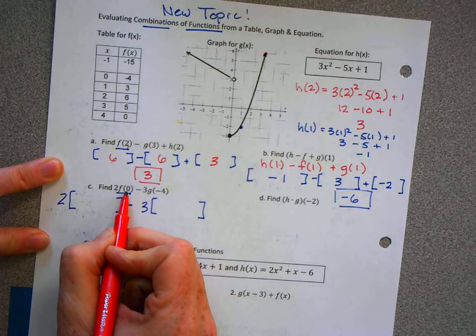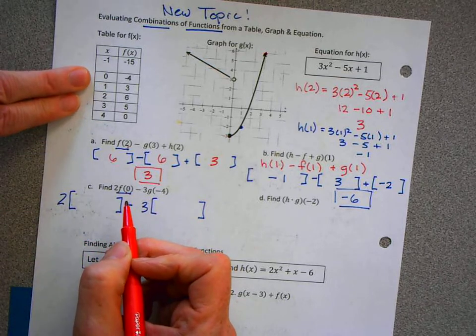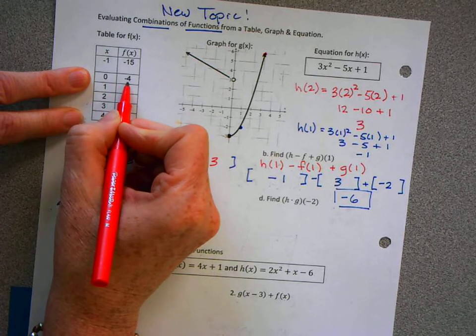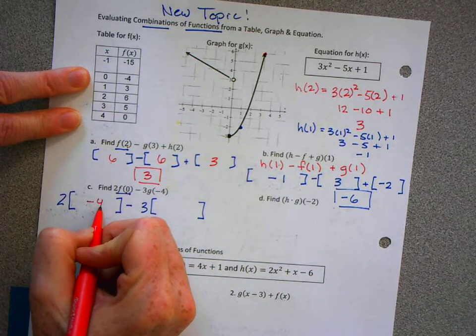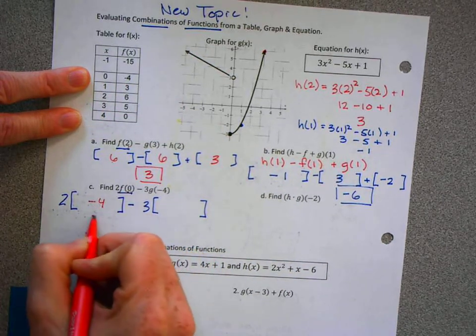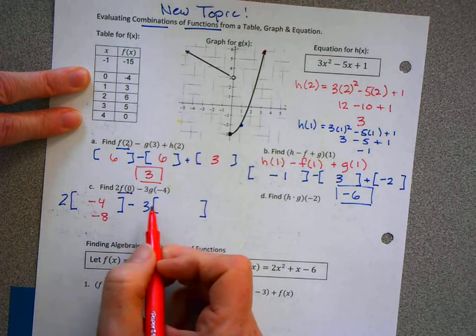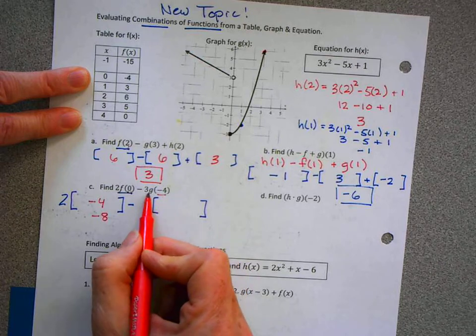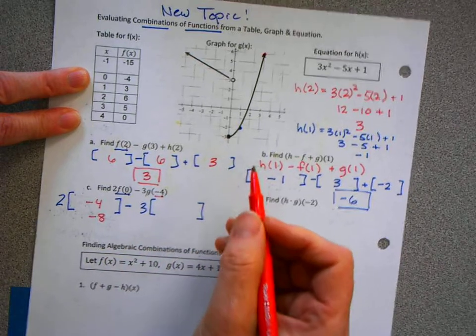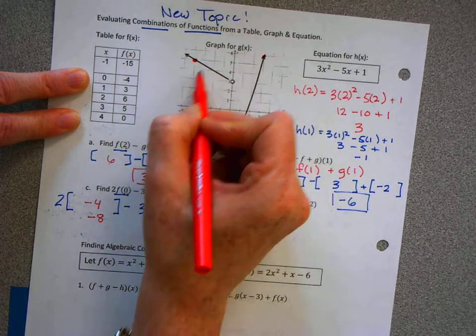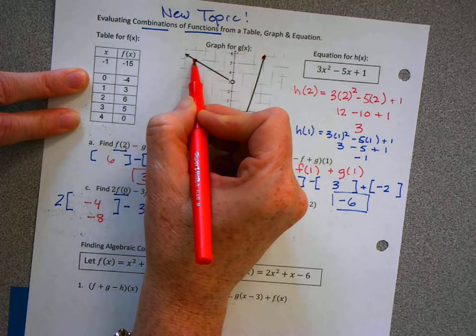F at 0. So I look at the table. When x is 0, f of x is negative 4. 2 times negative 4 is negative 8. I'm not worried about the subtraction yet. I'm just worried about g at negative 4. G is the graph. When x is negative 4, the y value of that function, g of x, is positive 5.